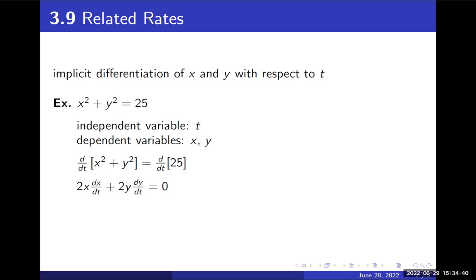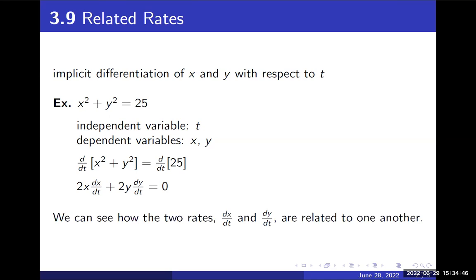Now, where do we get the name related rates? We can actually see it right there in that last line. We can see how the two rates, dx over dt and dy over dt, are related to one another. Remember, these are the derivative of x and the derivative of y. That's the rate of change of x with respect to t and the rate of change of y with respect to t. And because they're connected in this equation, we can see how this rate of change is related to this other rate of change, hence the name related rates. Okay. They are literally the related rates.